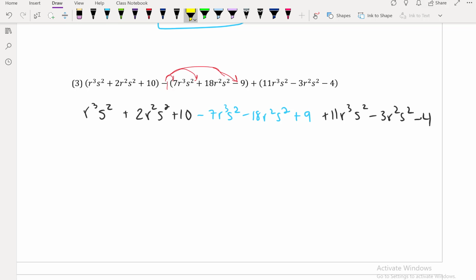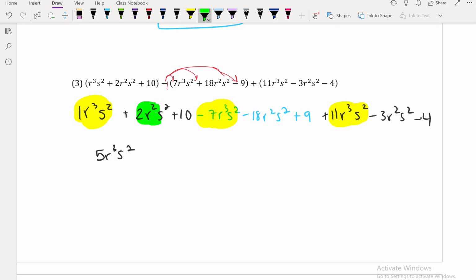So now you just want to be careful with what you're doing. So it looks like I have an r cubed s squared. So I'm going to look for things that are similar. So r cubed s squared, this is also an r cubed s squared, and I also have this r cubed s squared. So I'm going to combine those together. So you can think of this as a 1. So 1r cubed s squared minus 7r cubed s squared plus 11r cubed s squared is a positive 5r cubed s squared.